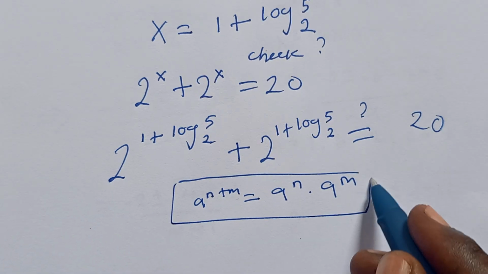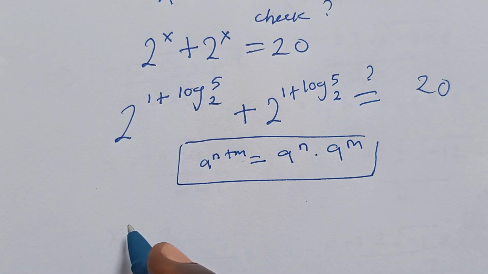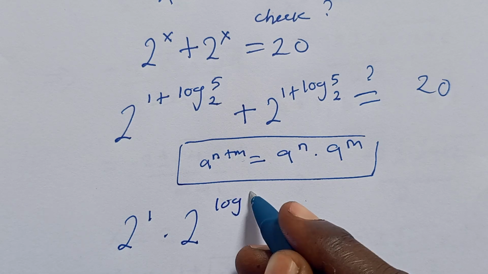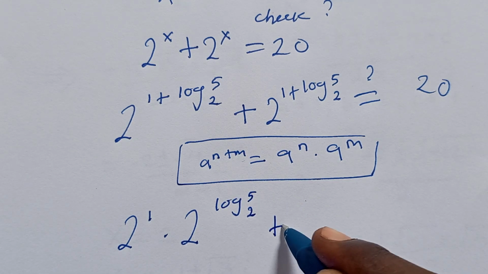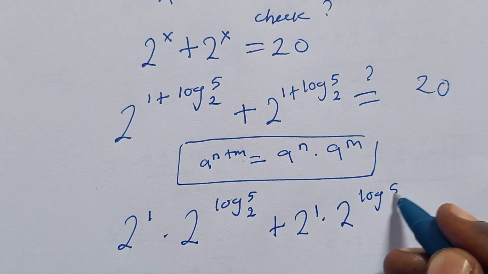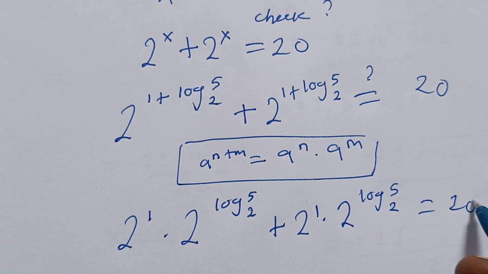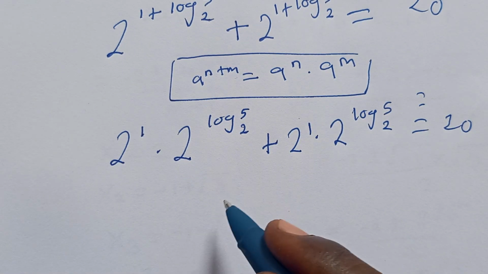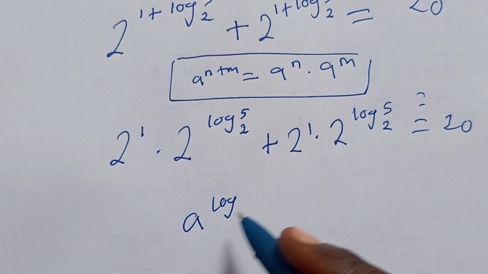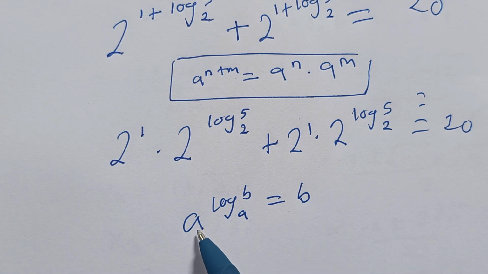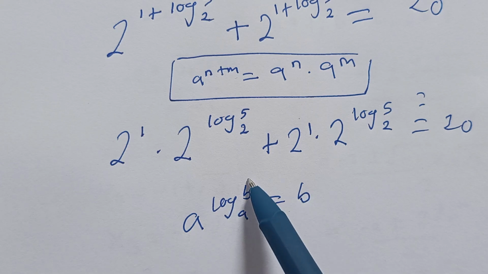Applying this law of indices here, we're going to have 2 to the power of 1 times 2 to the power of log 5 base 2, plus the same here, 2 to the power of 1 times 2 to the power of log 5 base 2. Is that going to be 20? So if that's what we have, remember a to the power of log b base a is equal to b. That's going to be b.